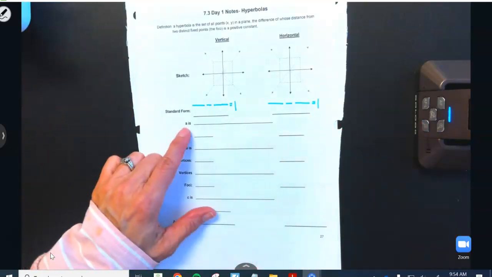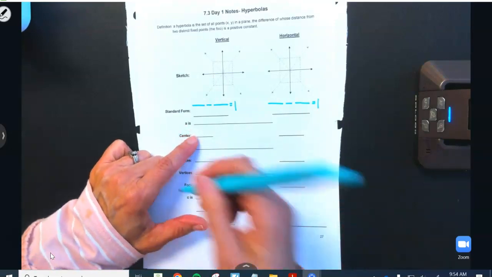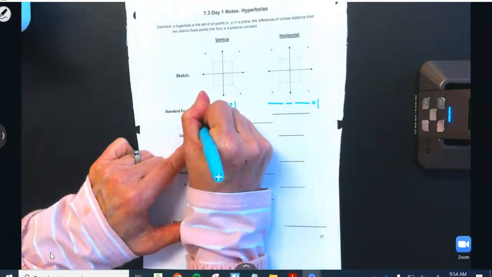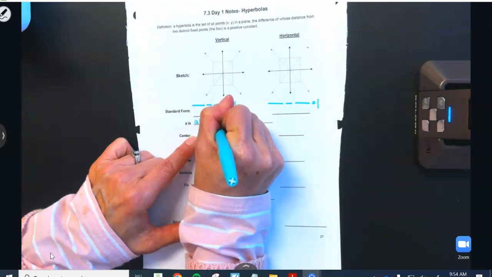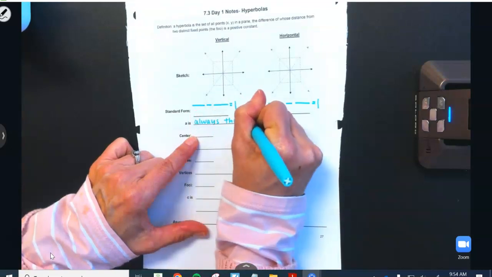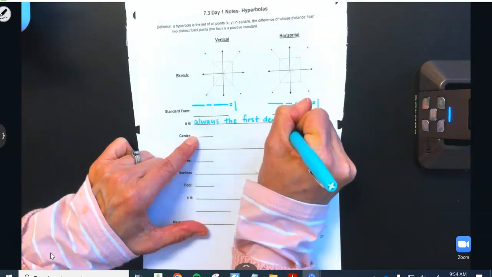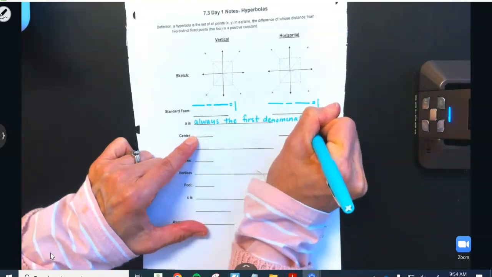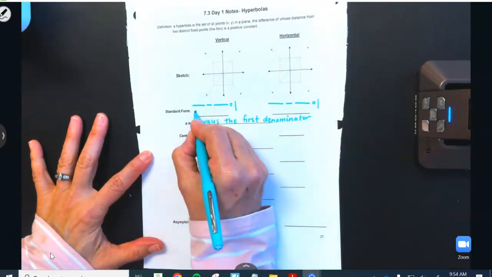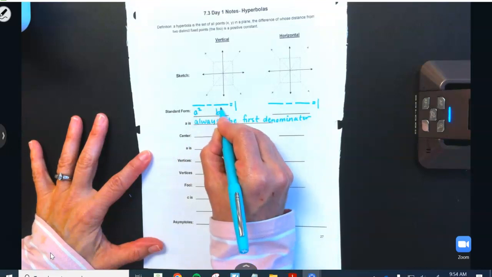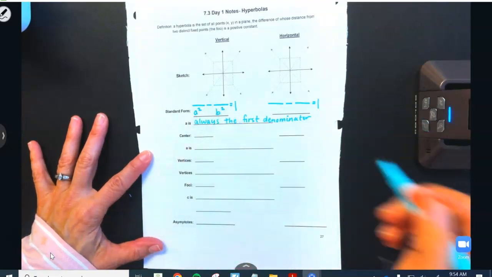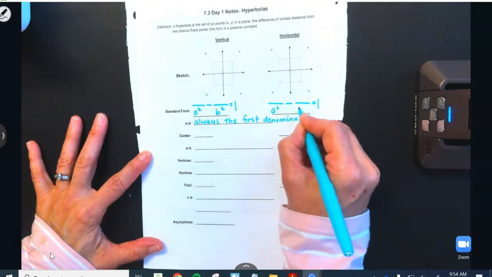But if you go to where it says A, A is always the first denominator. And remember, that wasn't the case for ellipses. A was just the biggest for ellipses, but A is always first. So if A is always first, then it's A squared and B squared at the bottom no matter what. So this is A squared and B squared.